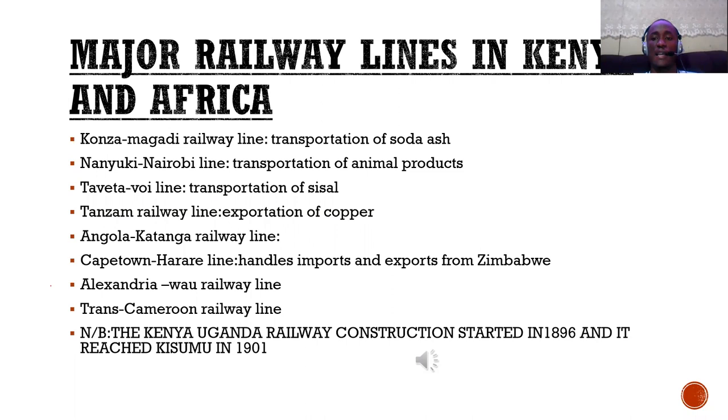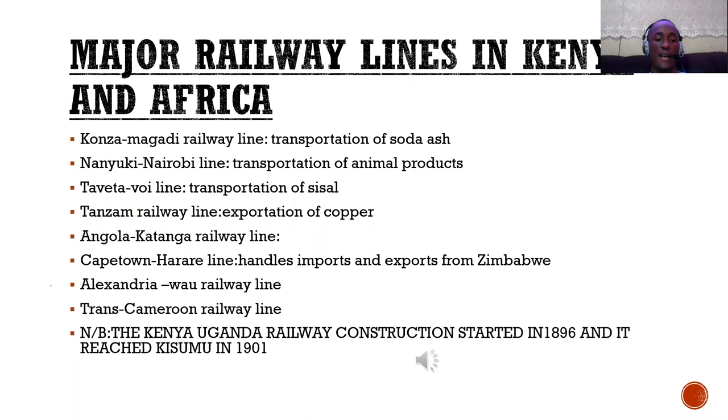And then we have got, now this one is outside Kenya. We have other railway lines which are connected within Africa. We have got the Tanzam railway line. TAN is the short form of Tanzania, and then ZAM is the short form of Zambia. So Tanzam railway line connects Tanzania to Zambia.